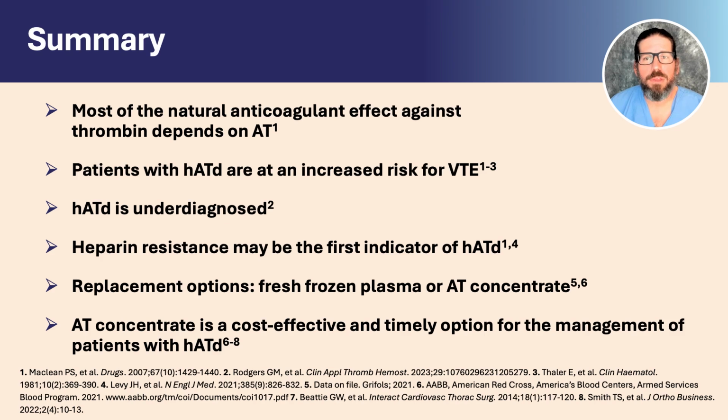In summary, antithrombin plays a critical role in the regulation of coagulation. Most of the normal physiologic anticoagulant effect against thrombin is dependent on antithrombin. Patients with hereditary antithrombin deficiency are at an increased risk for venous thrombotic episodes, and because this condition is underdiagnosed, heparin resistance in high-risk situations may be the first clinical sign of antithrombin deficiency. Antithrombin repletion is often achieved with antithrombin concentrate or fresh frozen plasma. Overall, antithrombin concentrate is a cost-effective and timely option.